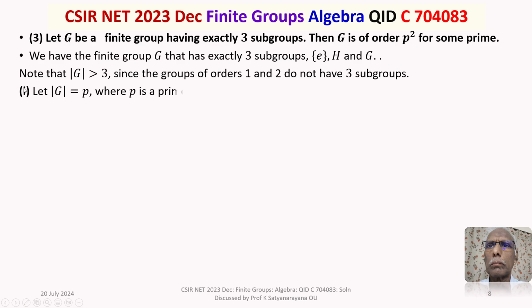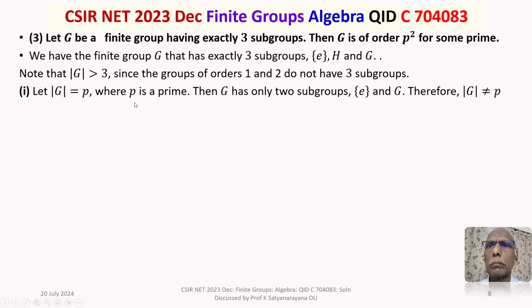So now we deal with 3 cases. Case 1: let the order of G be equal to p, where p is a prime number. That means G is a group of prime order. Recall, every group of prime order has only 2 subgroups. They are the trivial subgroups, that is the subgroup containing the identity element alone and the whole group G. But G should have exactly 3 subgroups. Therefore, the order of G is not equal to p.